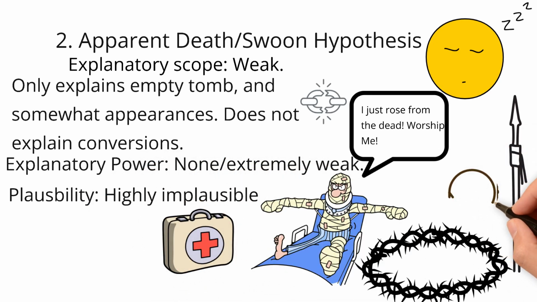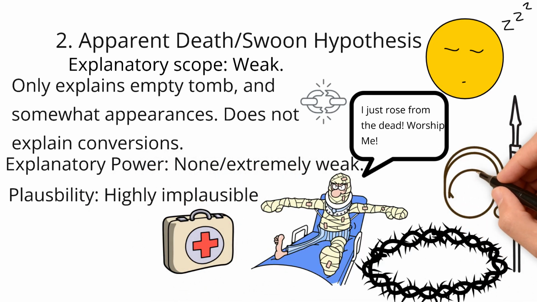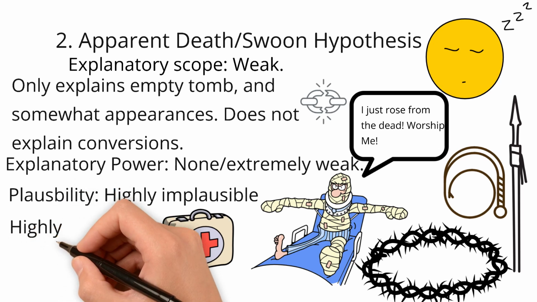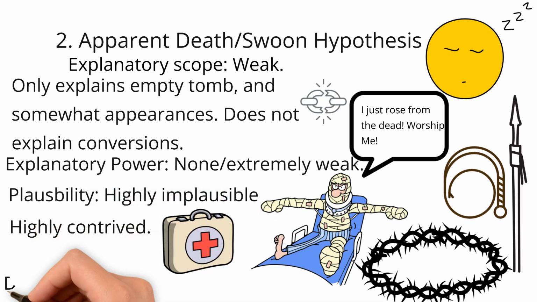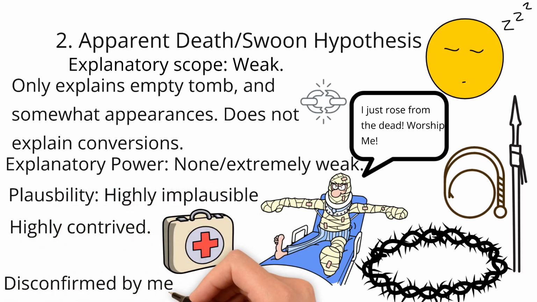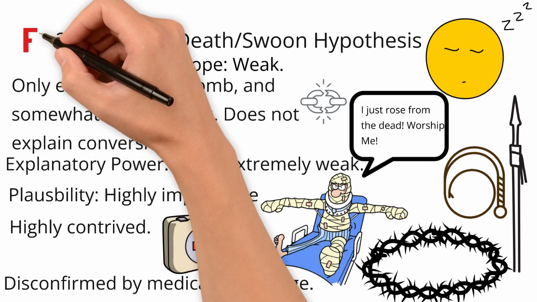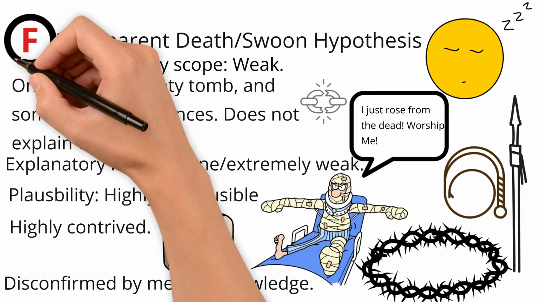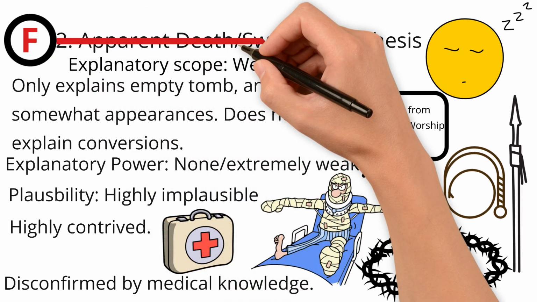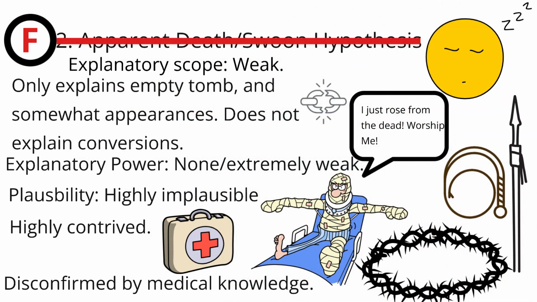Plausibility: the Romans knew how to kill people. Not only was Jesus whipped and beaten prior to the crucifixion, but his side was also pierced by a spear to make sure he was dead. The theory is highly contrived and has zero evidence. The theory is also disconfirmed by our medical knowledge and facts regarding the crucifixion.